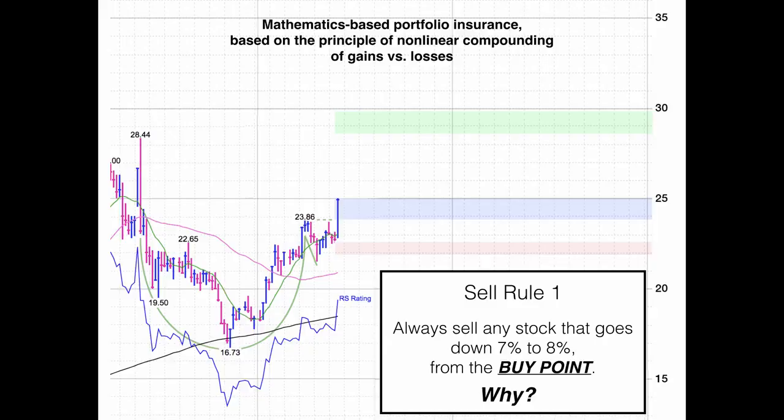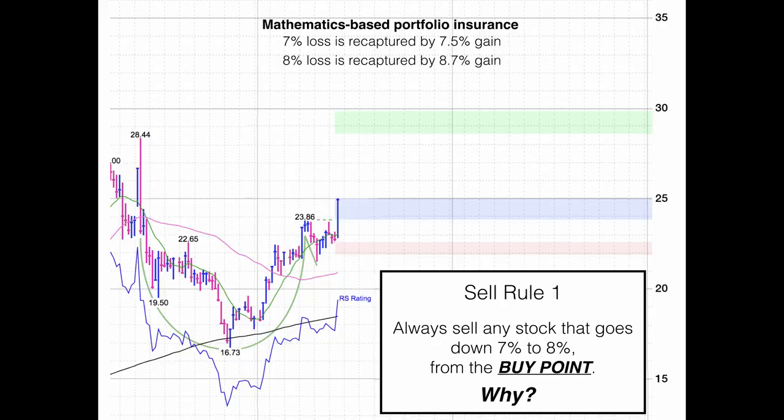It's based on the principle of nonlinear compounding of gains or losses. What? Okay. When you have an X% gain and you have a future X% loss, you're not back to even. Your losses compound more strongly than your gains, and that's important to know. If you have a 7% loss, you have to have a future 7.5% gain to get back to even. If you have an 8% loss, you have to have an 8.7% gain to be back to even.